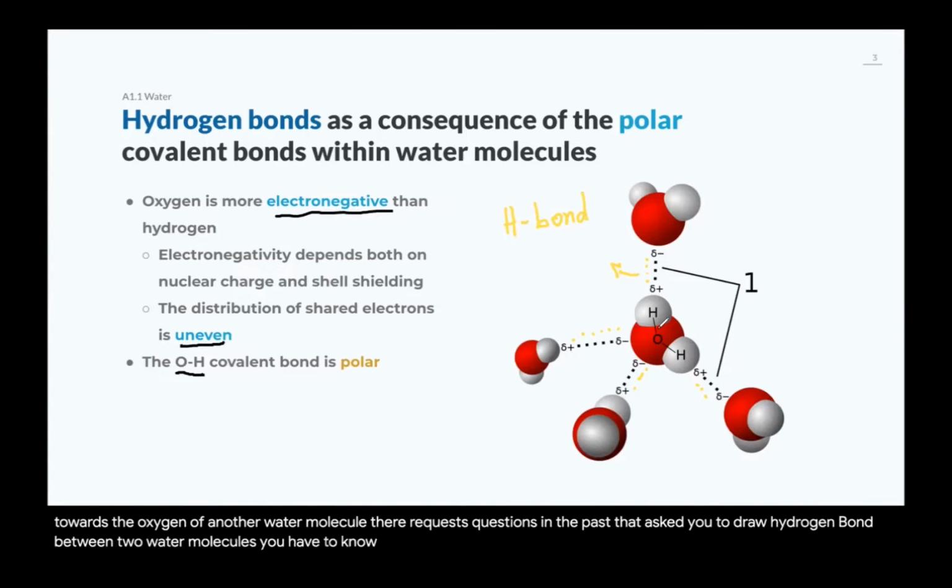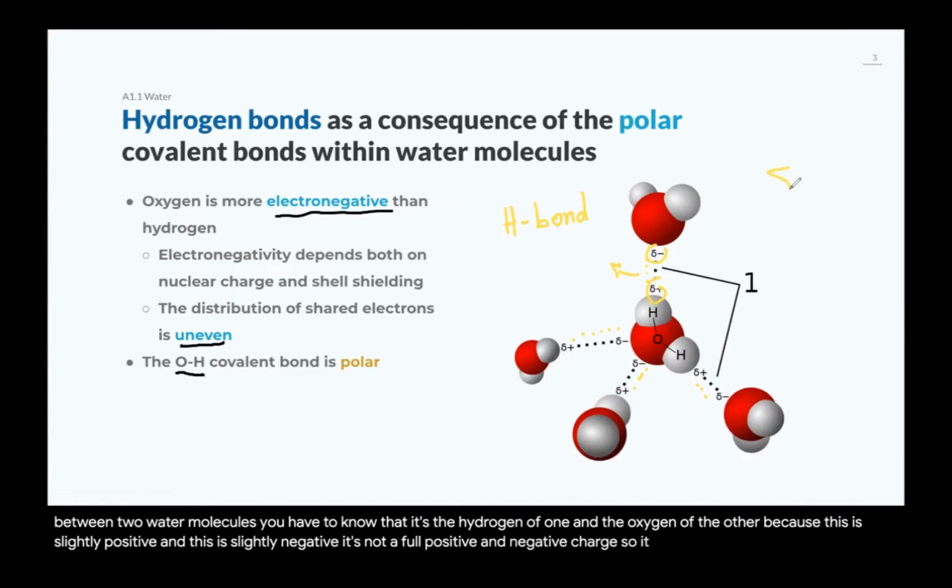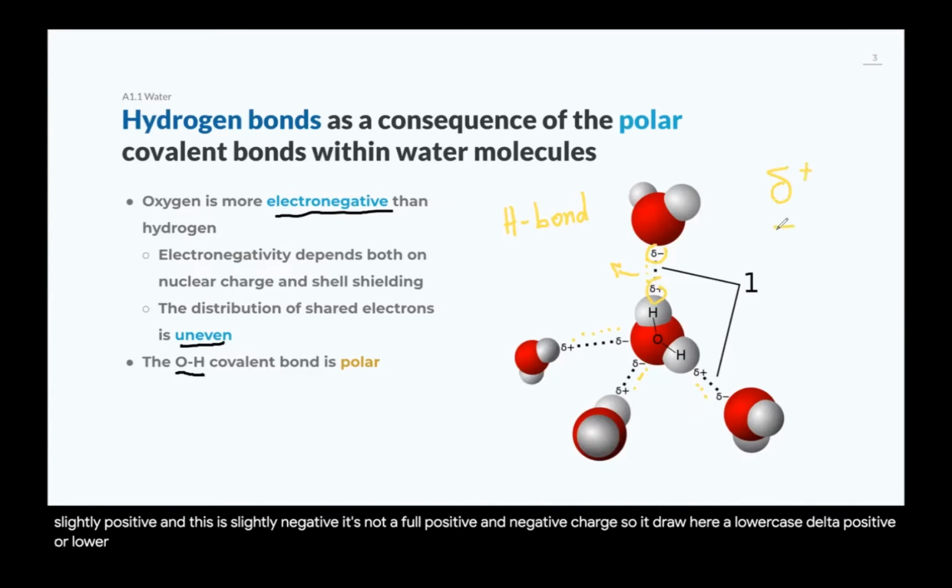You have to know that it's the hydrogen of one and the oxygen of the other, because this is slightly positive and this is slightly negative. It's not a full positive or negative charge. So we draw here a lowercase delta positive or lowercase delta negative.